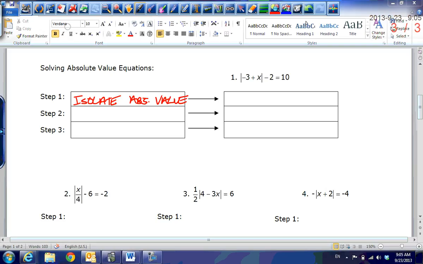So isolating the absolute value for number 1 is going to be to move what to the other side? We're going to move the 2. So I'm going to add 2 to both sides. In this case, I'm going to have the absolute value of negative 3 plus x equals, if I add 2 to both sides, 10 plus 2, which is 12.